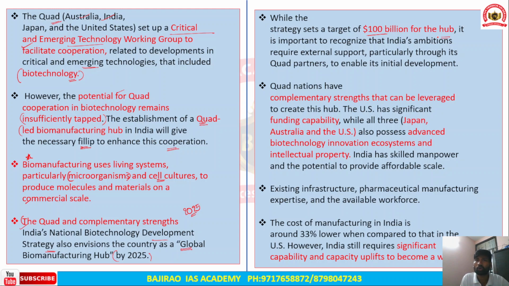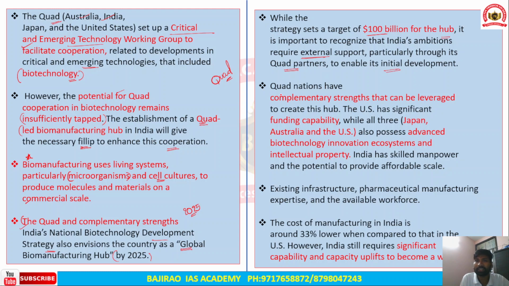In this particular context, it is important to recognize that India's ambitions require external support. India on its own may not be able to become the global biomanufacturing hub. It requires an external push and external support. The Quad grouping and partner countries would lend support to India's target of becoming the global biotechnology hub, and particularly through Quad partners, it will be possible and it will enable its development.